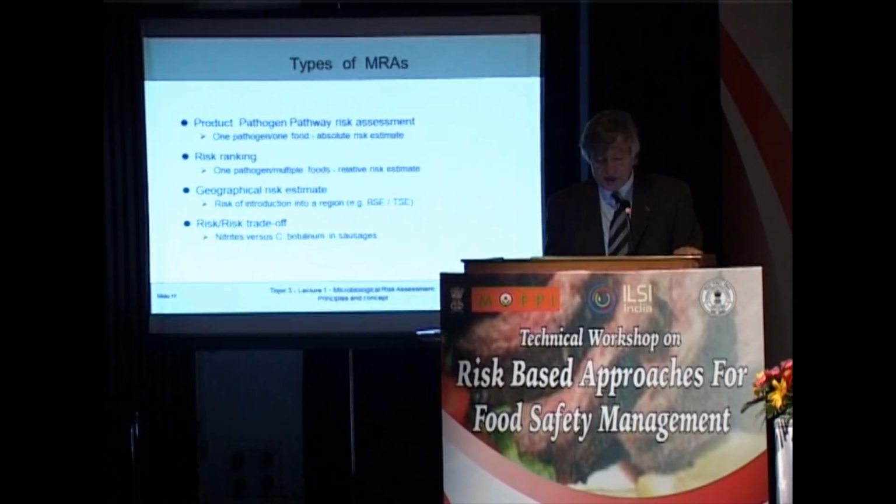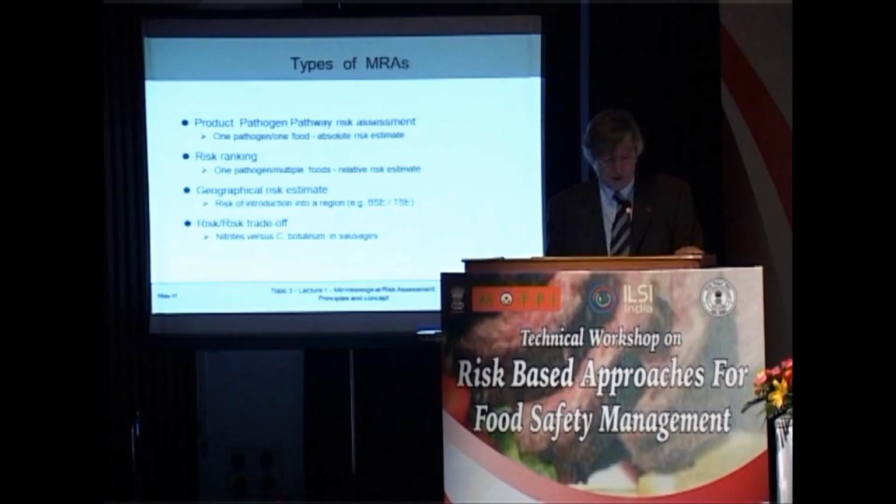There are different types of risk assessments in microbiology. Looking at one pathogen in one food is what's called a product pathogen pathway risk assessment. Risk ranking looks at maybe one pathogen in different foods, and then at which foods would be the most risky. Geographical risk assessments, for instance, the spread of TSE, BSE, was done in the form of a geographical risk assessment.